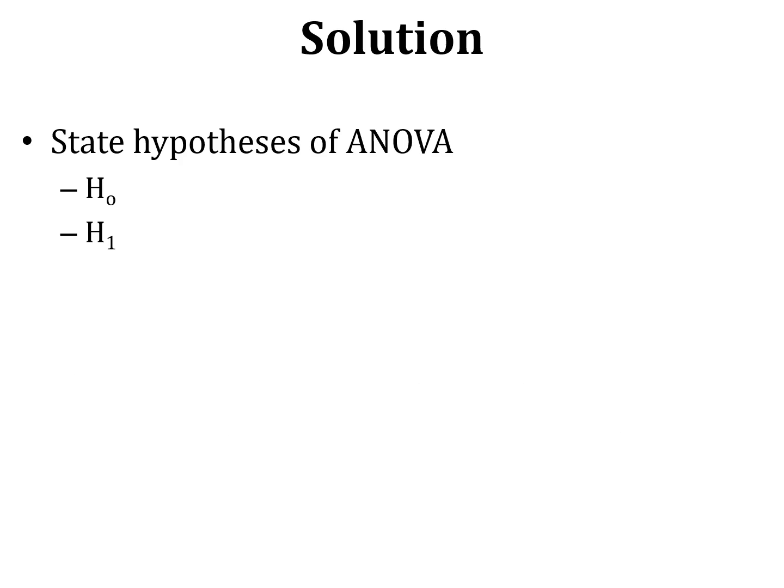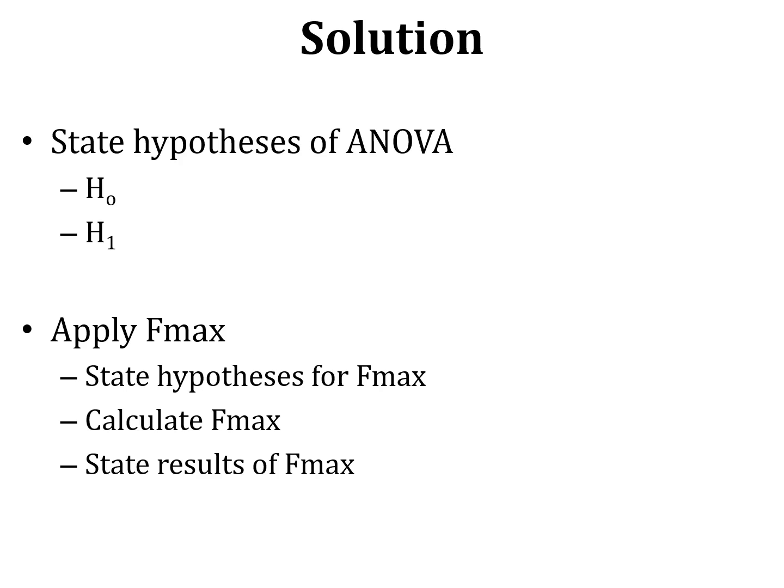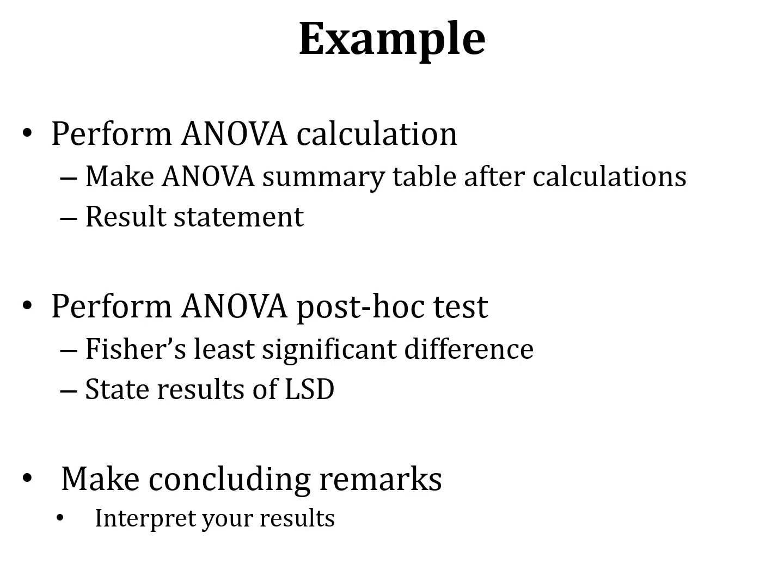And you have to state the hypotheses of ANOVA: the null hypothesis and the alternate hypothesis. You have to apply the Fmax test, state the hypotheses for the Fmax test, do the calculation and state the results of Fmax. The critical values of Fmax required for each of the exercises are given with their respective tables. Then you have to perform the ANOVA calculation, make the ANOVA summary table after calculations, and give your result statement, right?